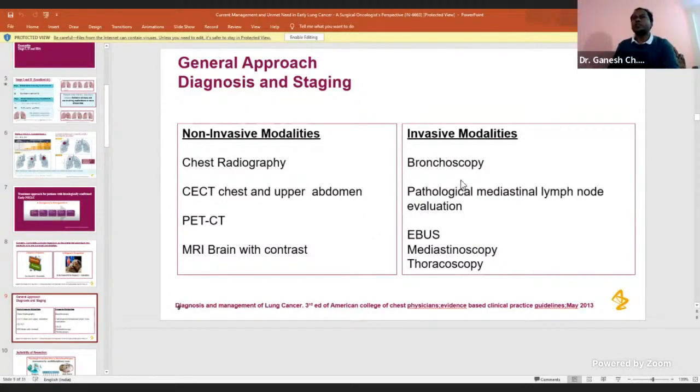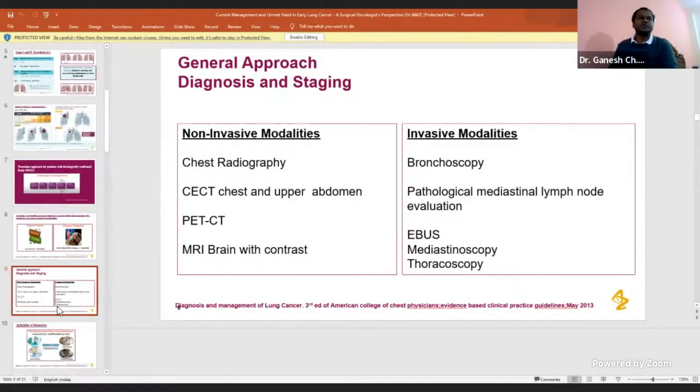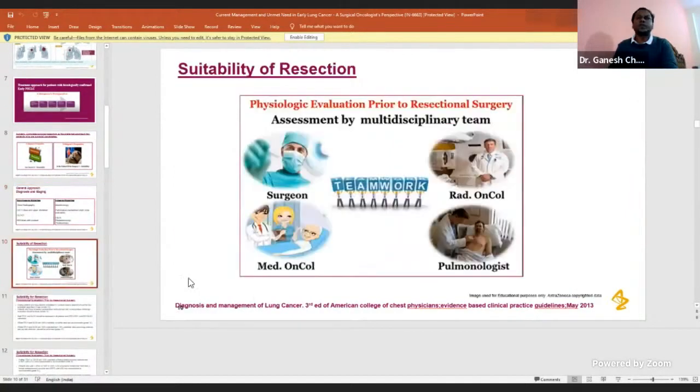Invasive modalities are required for mediastinal sampling and mediastinal staging. From stage 2 to stage 3 onwards, we do invasive modalities for mediastinal sampling or dissection: bronchoscopy, pathological mediastinal lymph node evaluation, EBUS, mediastinoscopy, and thoracoscopy. Multidisciplinary involvement is required.